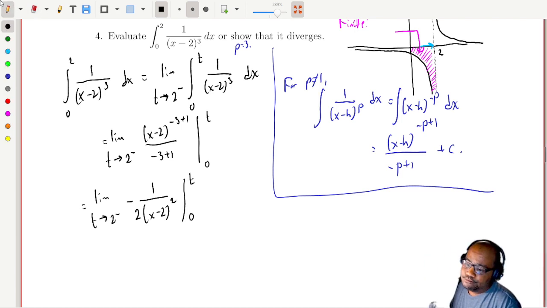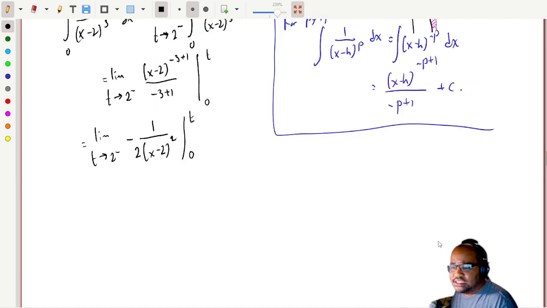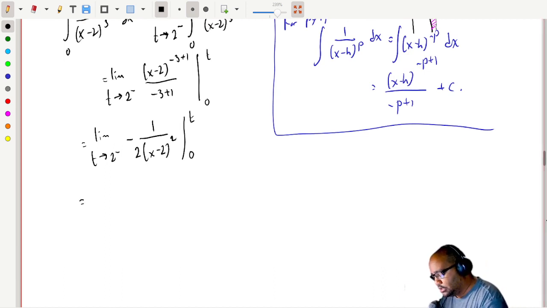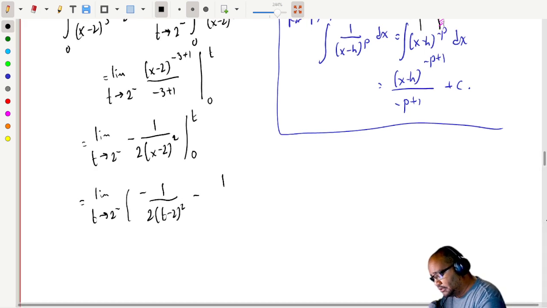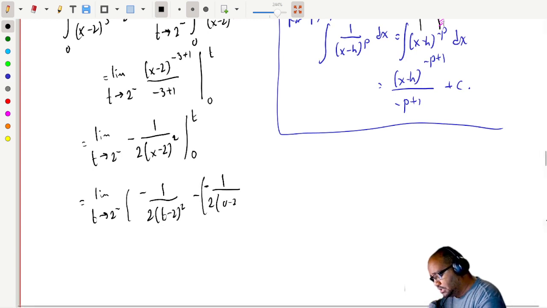Evaluate on the boundary. And now, the name of the game is just the same, right? We plug in top minus bottom, and we'll just have to take a limit at the end. So we have this limit here. Okay, I'll go ahead and write everything in. So we have negative 1 over 2 times (t minus 2) squared, and then minus, let's just go ahead and write that in for completeness' sake. Okay, minus minus, okay, 2 times (0 minus 2) squared.